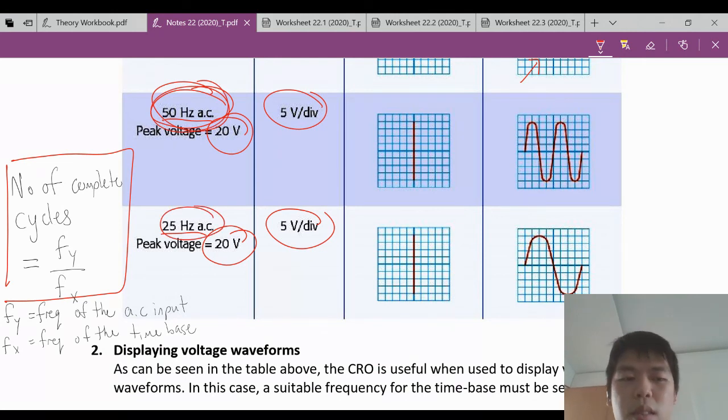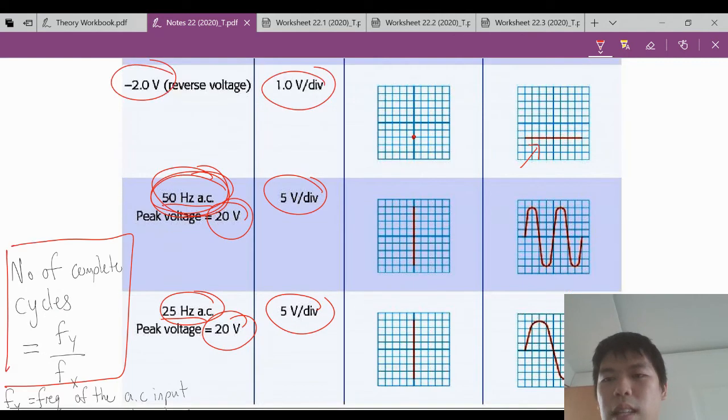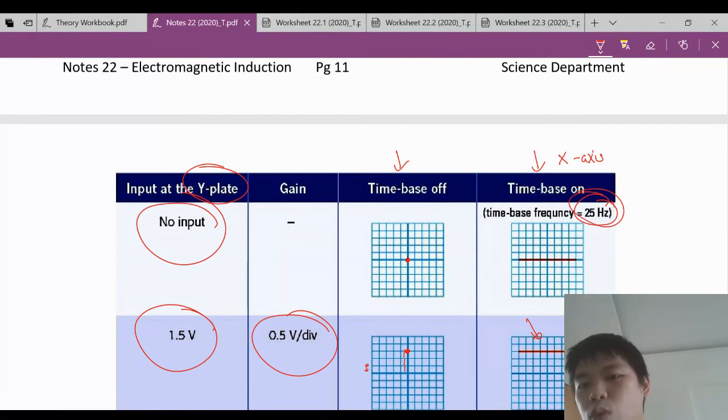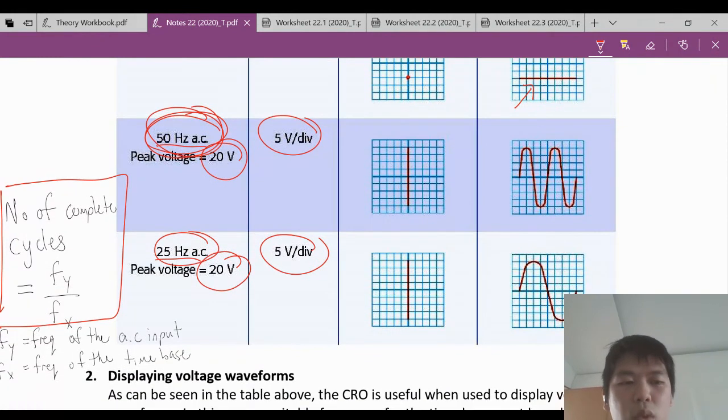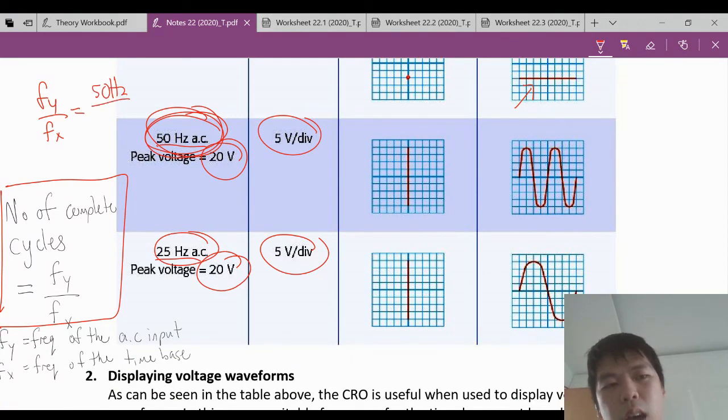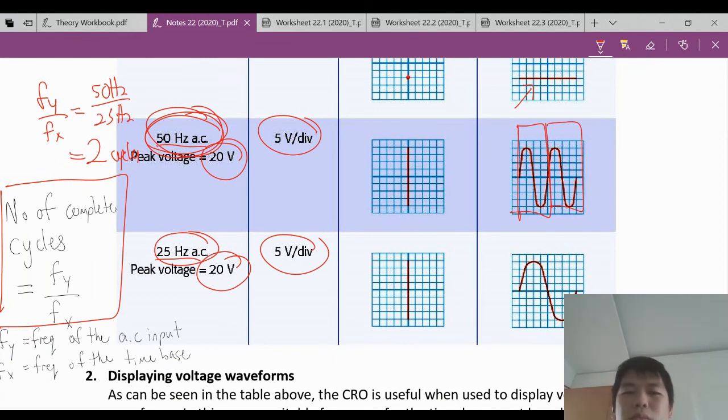So this is the input. What is Fx? Fx is the frequency of the time base. So what is the frequency of the time base? Here it is given, it's 25 hertz. So that is 25, this is 50. So we put in the values here. Fy divided by Fx. Fy is 50 hertz. Fx is 25 hertz from above. This will give us 2 waves, 2 cycles. That's why you can see 1, 2. So you can see 2 cycles.